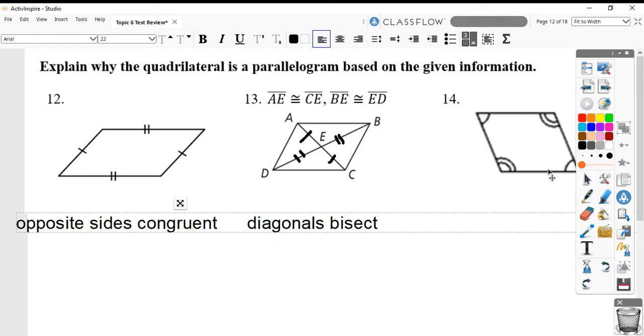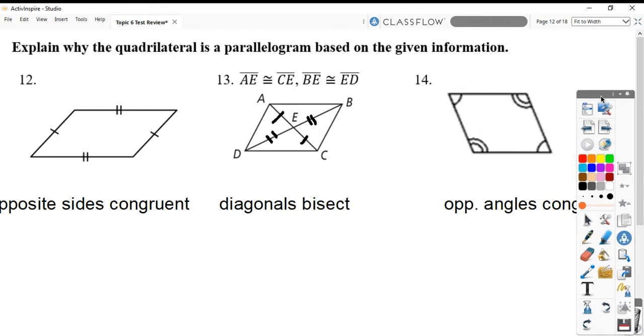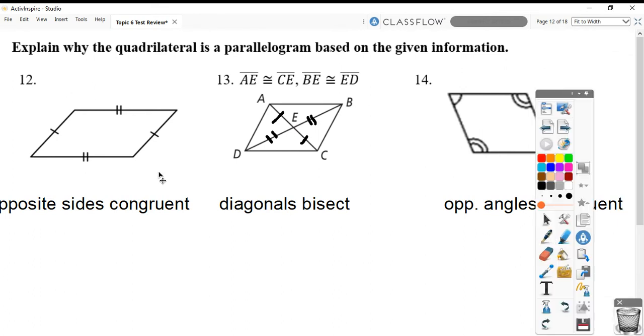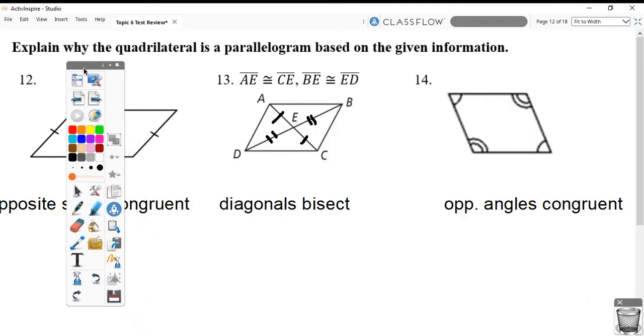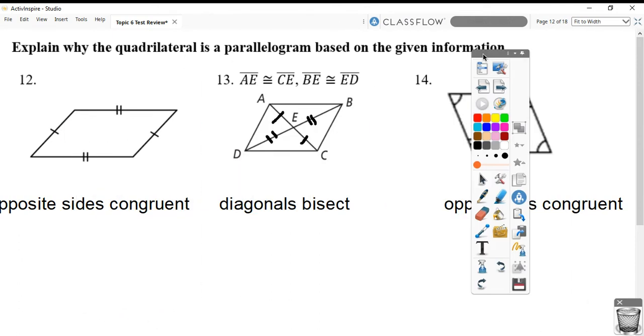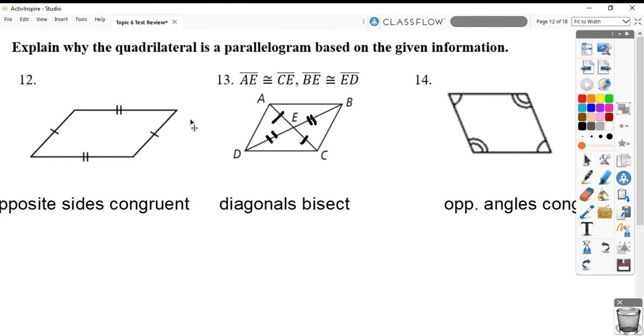Our last one, number 14, gives us a picture where angles are talked about. If we look at our properties of parallelograms from the notes, opposite angles are congruent, and that's what we have going. So we have opposite sides congruent, diagonals that bisect each other, and opposite angles congruent. Based on that information, we could say that all three of those shapes are parallelograms.